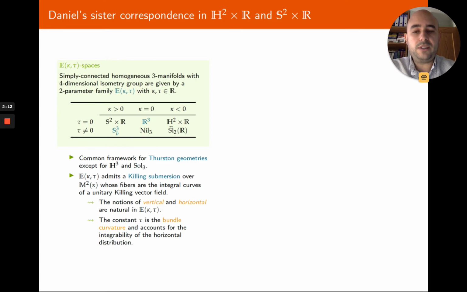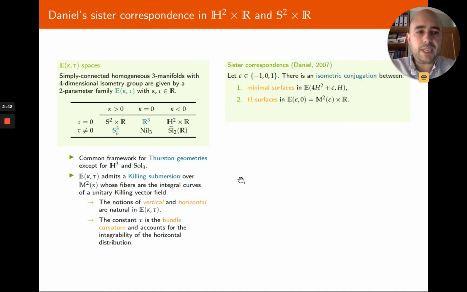Also, the constant τ is something very well understood. It is the so-called bundle curvature that measures the non-integrability of the horizontal distribution, in the sense that when τ is equal to 0, then the horizontal distribution is integrable and we get a product space. And when it is non-zero, then we get some more involved geometries.